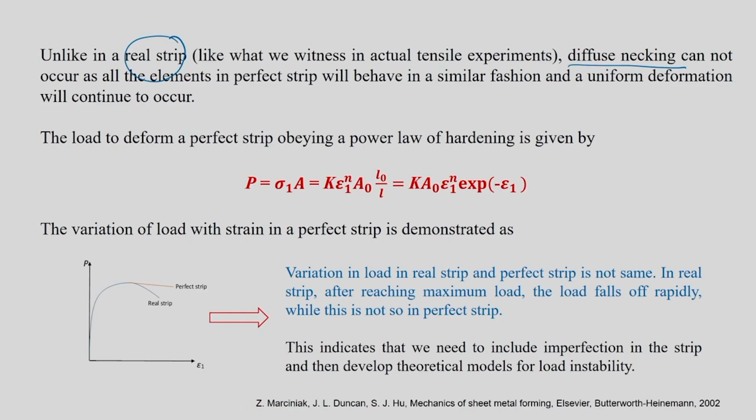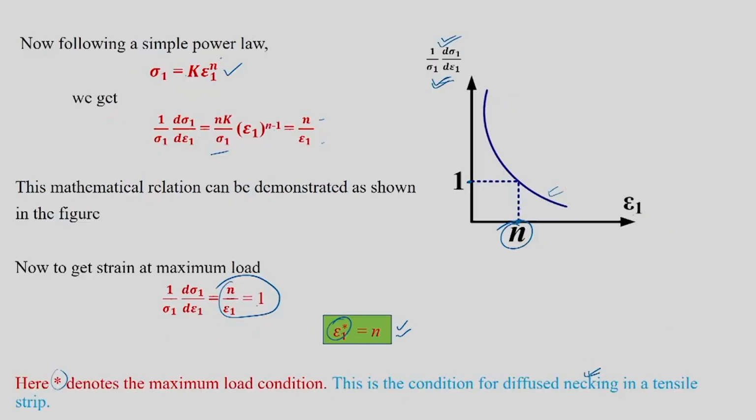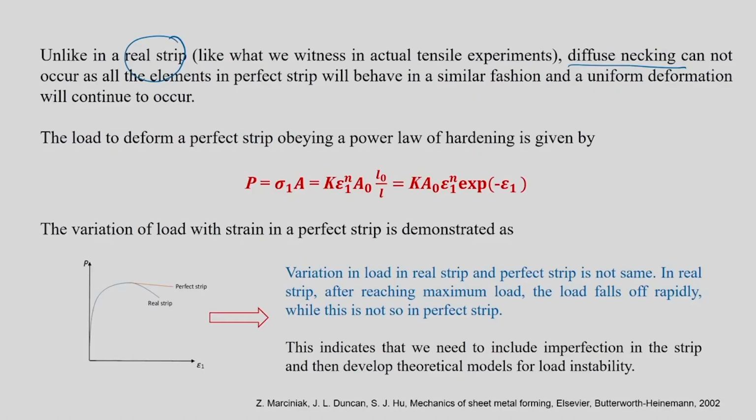Why? Because it will behave in a similar fashion and uniform deformation will continue to occur. If it is a perfect strip, then there is no location which is considered weak. If that is the case, then all the elements in the deforming zone, for example, you pick up these elements, and you can discretize that into a number of elements, will all behave in an identical fashion because it is a perfect one, not a real one. Then diffuse necking will not happen at all and uniform deformation will continue to occur.